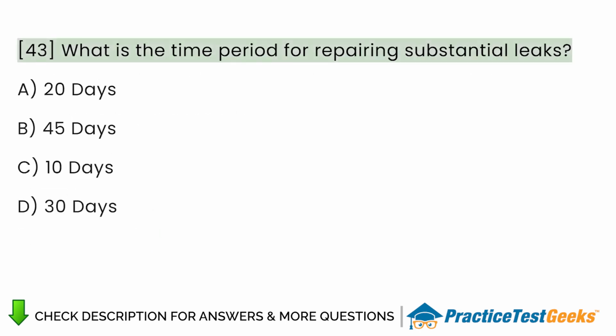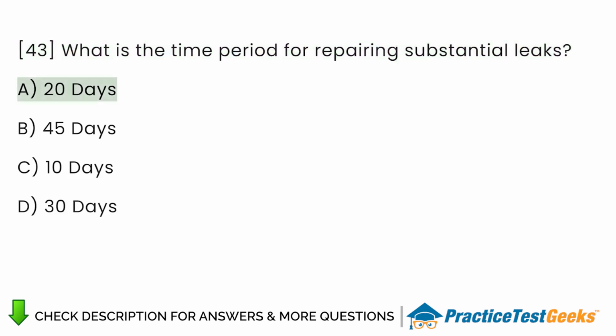What is the time period for repairing substantial leaks? A. 20 days. B. 45 days. C. 10 days. D. 30 days.